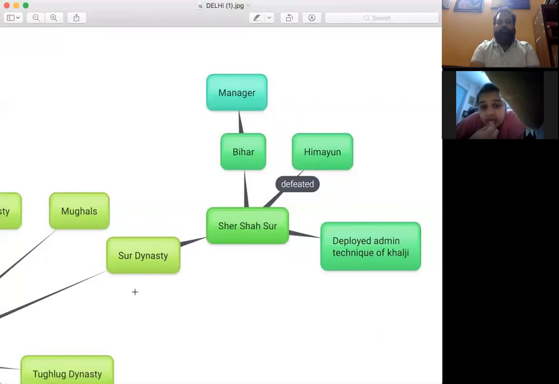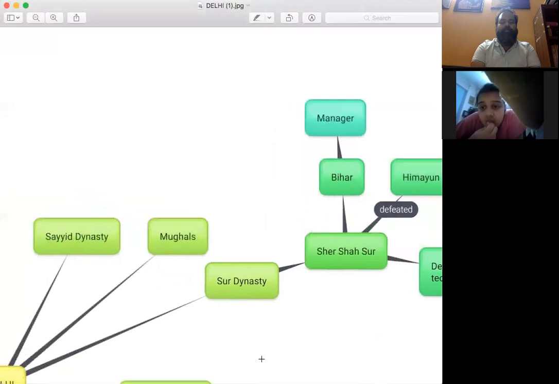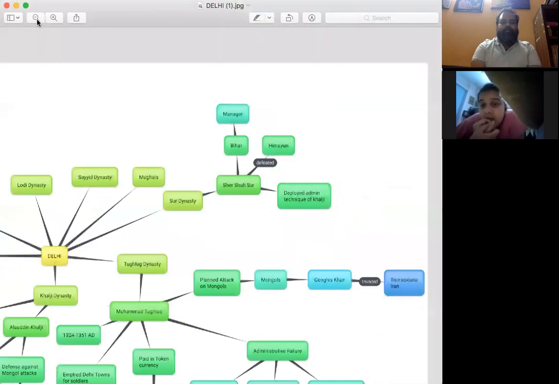So you should remember that the Sur dynasty was not the last one. After the Sur dynasty again the Mughals came. And even the Mughals, like Akbar, also used to copy the technique of Alauddin Khalji. Okay, so I think that is all.